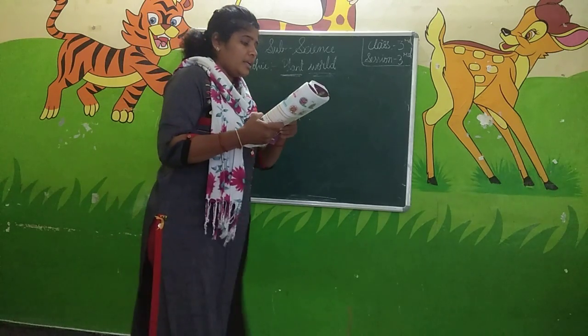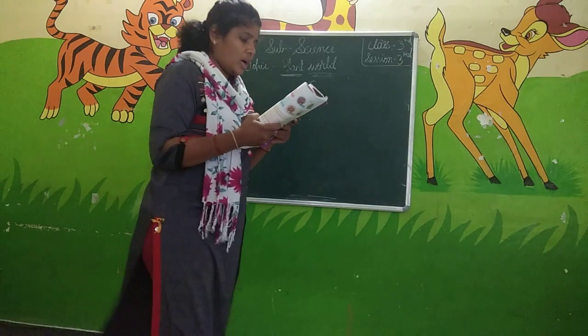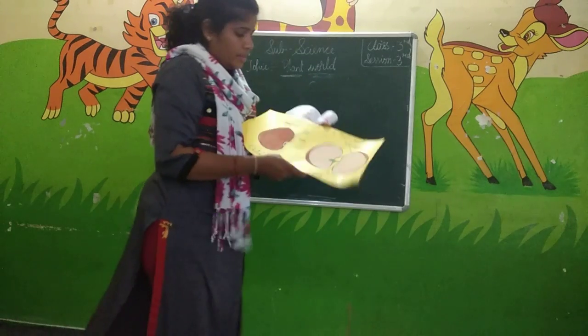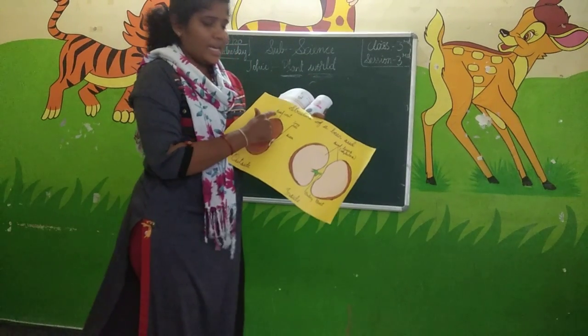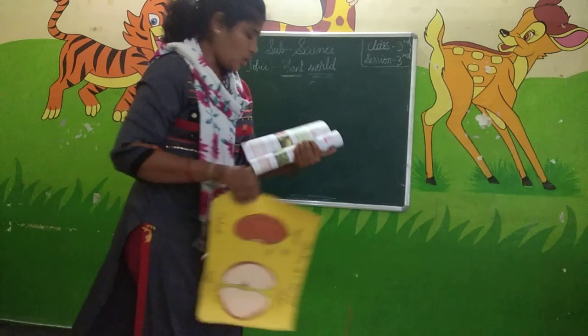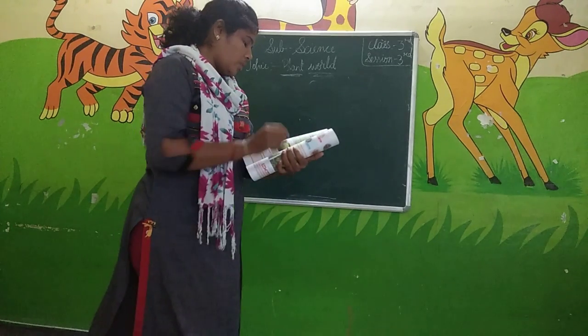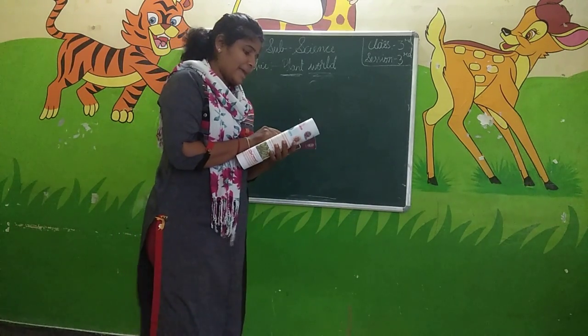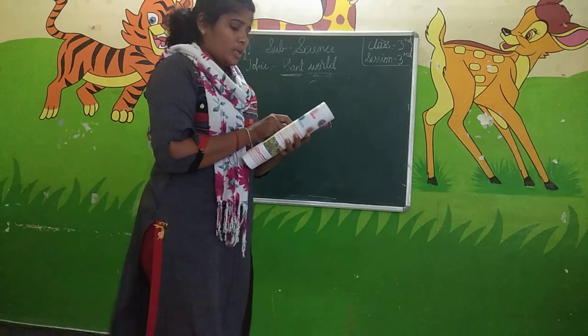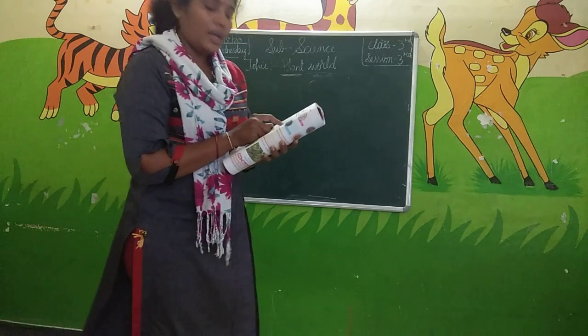Next, correct the tick answer. The seed has a thick outer covering called what? I said the seed has a thick outer cover. What do we call it? A seed coat. They have given options as cotyledon, scale and seed coat. The answer is seed coat.